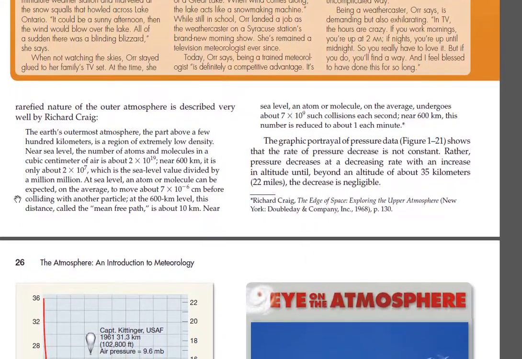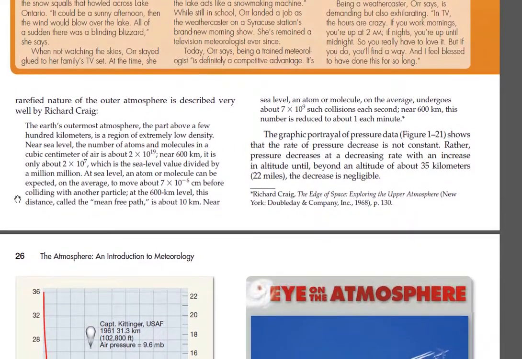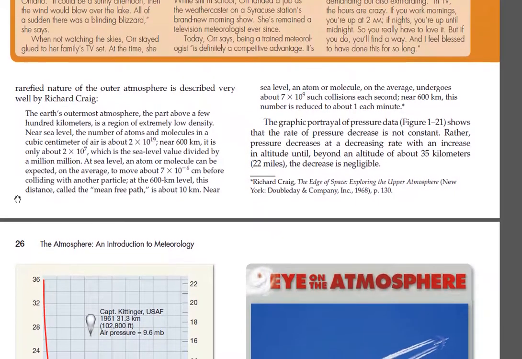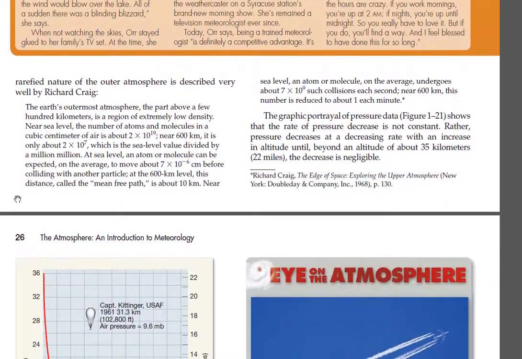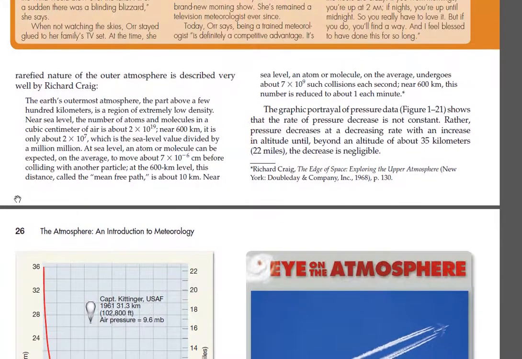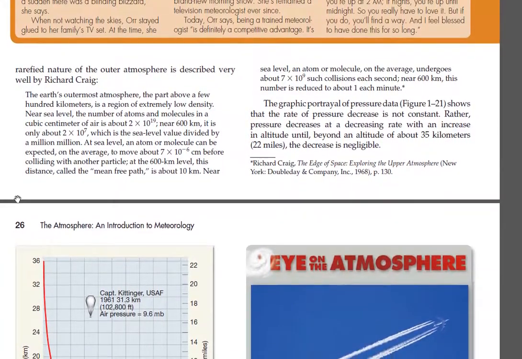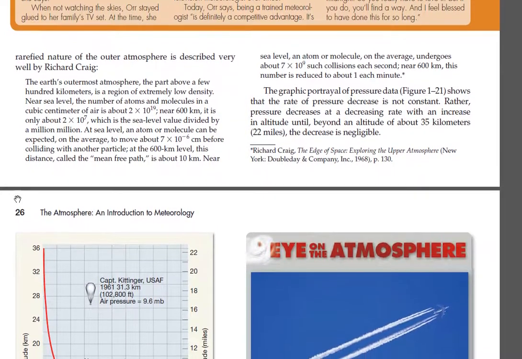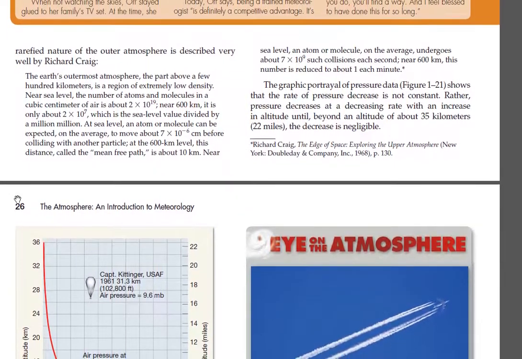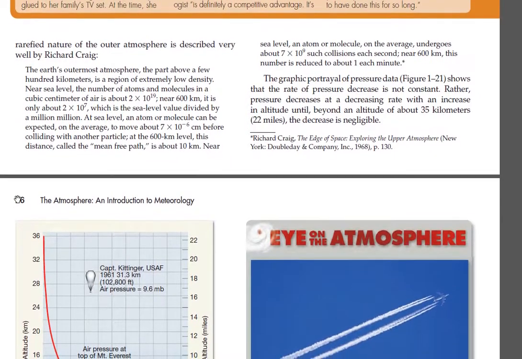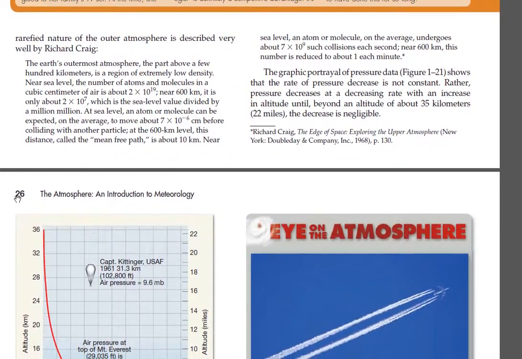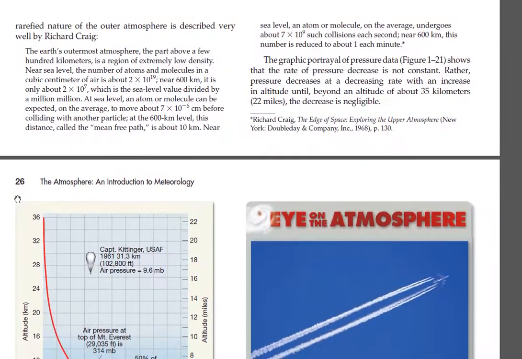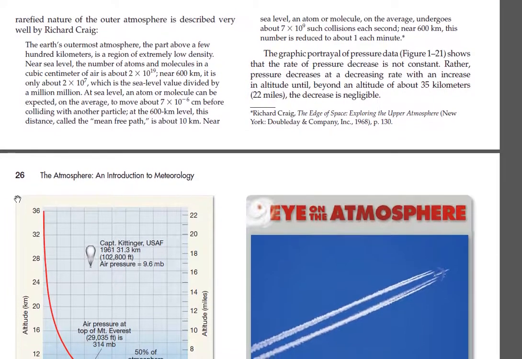At sea level, an atom or molecule can be expected, on the average, to move about 7 times 10^-6 centimeters before colliding with another particle. At the 600 km level, this distance, called the mean free path, is about 10 kilometers. Near sea level, an atom or molecule, on the average, undergoes about 7 times 10^9 such collisions each second. Near 600 kilometers, this number is reduced to about 1 each minute.